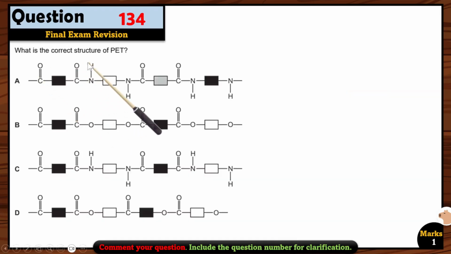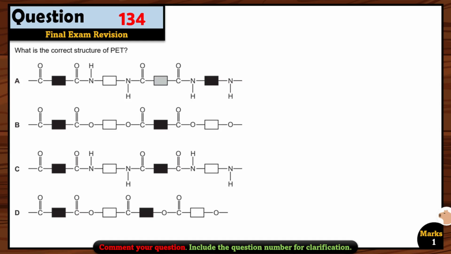Let's see, what is the structure of PET? Before I explain the structure of PET, you have to memorize two condensation polymerization examples. We have two types of condensation polymerization. One is PET or polyester, we can call them polyester, and the other one is polyamide. What are polyesters, what are polyamides?